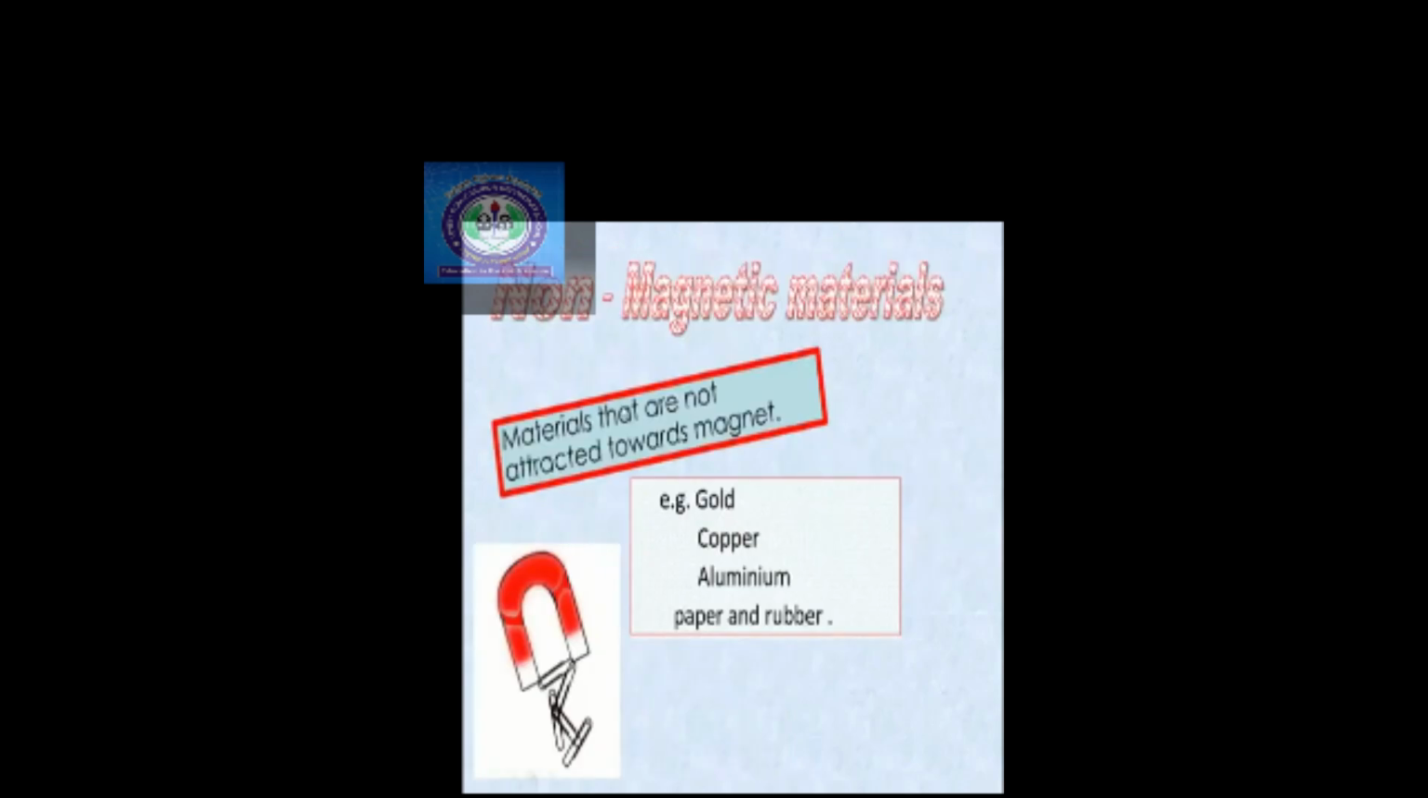Then we have non-magnetic materials. It's just opposite of magnetic material. These materials do not get attracted towards the magnet. They do not get attracted towards the magnet. For example, gold, copper, aluminium, paper and rubber. You can also give examples. Other examples like wood, plastic. They are also non-magnetic materials.